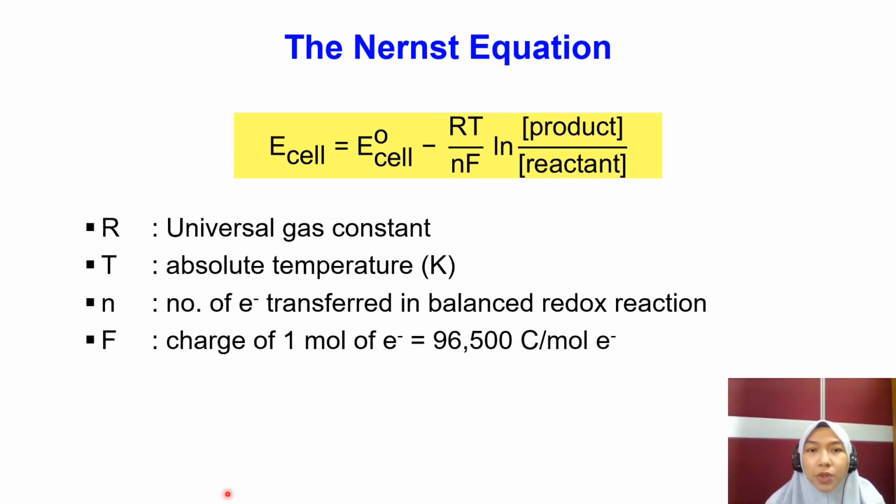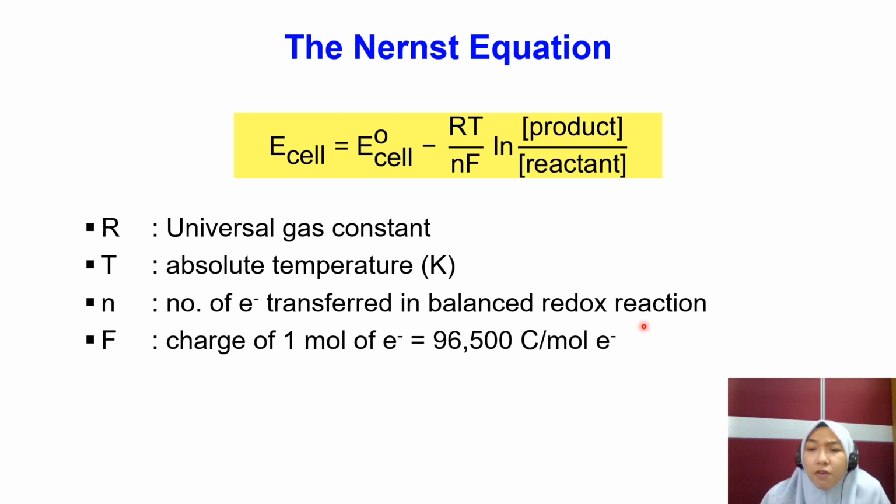So what are the terms and constants in the Nernst equation? R is the universal gas constant. You can get the R in the list of constant values provided in your exam. T is the absolute temperature, which is the temperature in Kelvin. n is the number of electrons transferred in the balanced redox reaction.